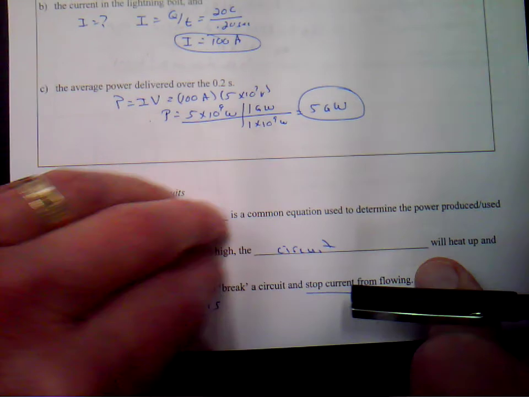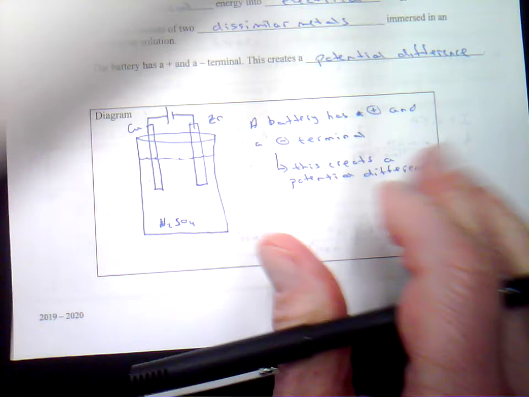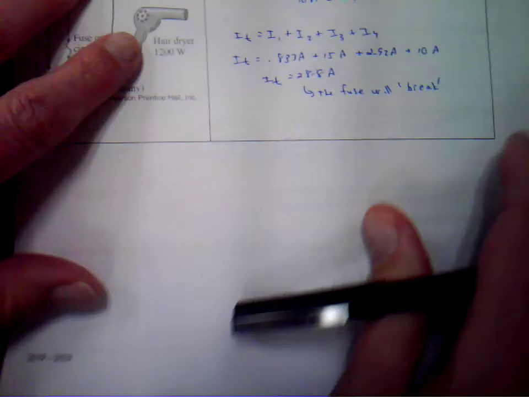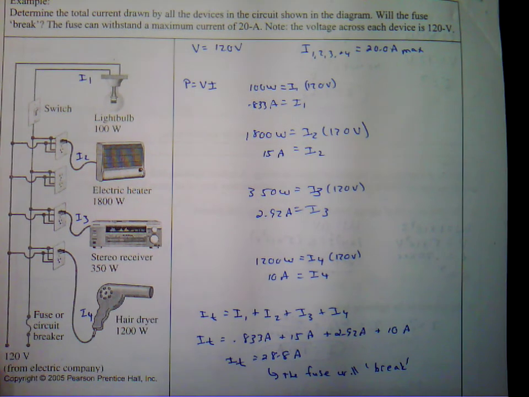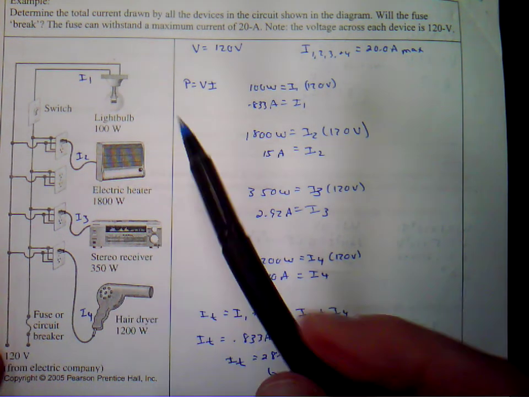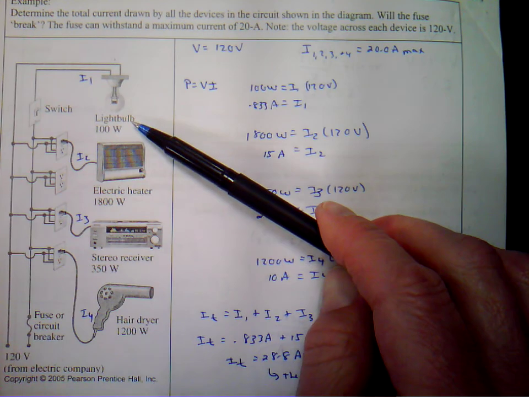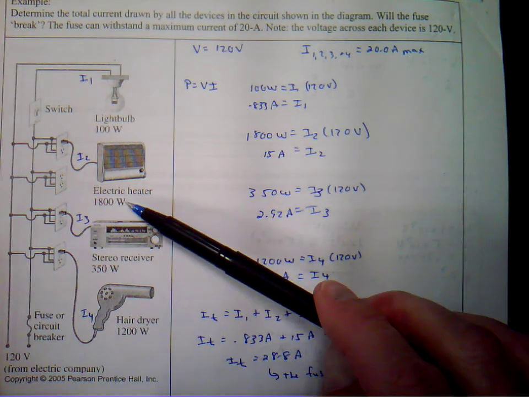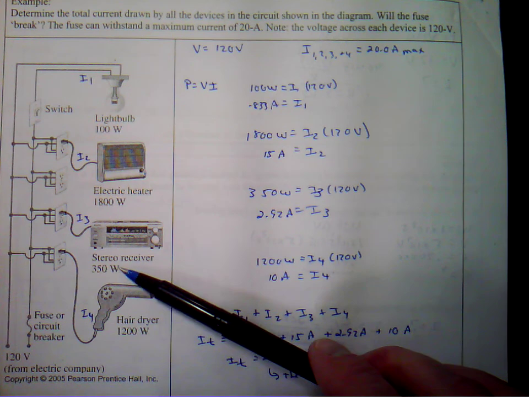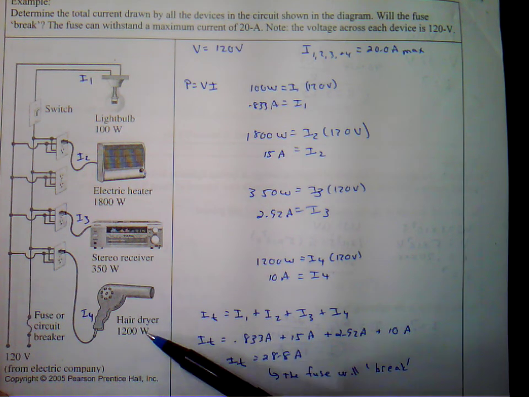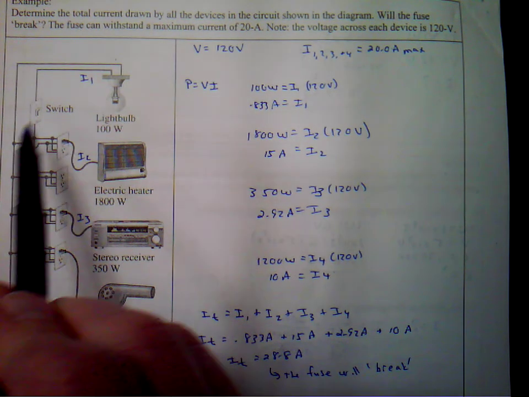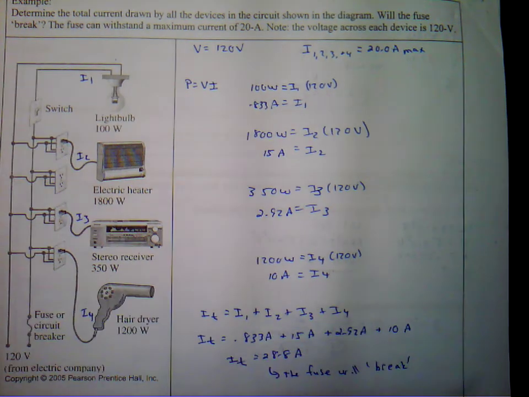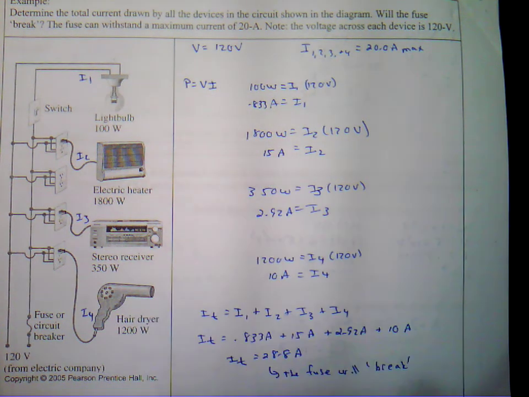Let's take a look at a little household circuit that can show you how this works. I'll have this filled in already to save some time. This is what we have. All of the household circuits run on 120 volts. Depending on the apparatus that you have, will determine the energy that apparatus uses. Like a light bulb is 100 watts, like a heater is 1800 watts, a stereo receiver is about 350 watts, and a hair dryer about 1200 watts. All of these are connected to a power source that provides 120 volts to each of those devices. So the voltage across each device is 120 volts.